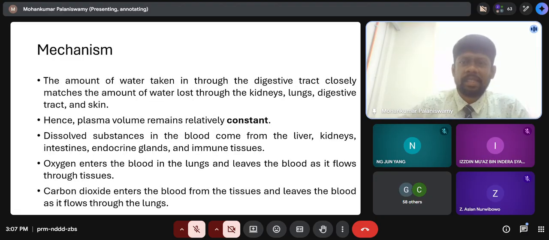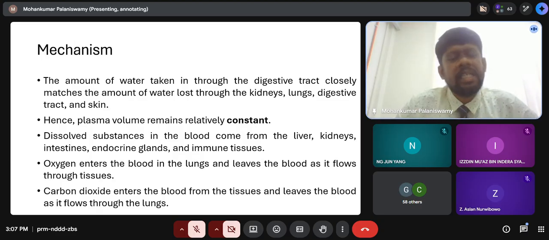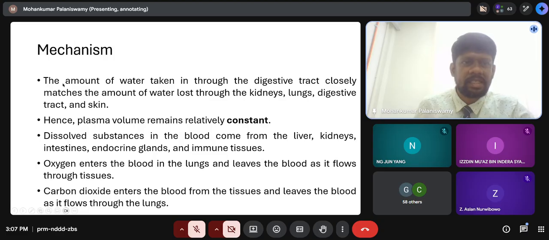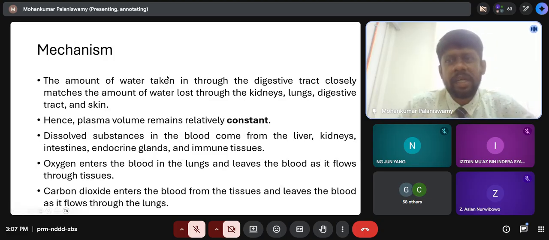Next is the mechanism. It is a general mechanism, there is no need to give it more importance, just for general knowledge. The amount of water taken in through the digestive tract closely matches the amount of water lost through the kidneys, lungs, digestive tract, and skin. Can anyone explain this first sentence? What is the meaning of this sentence?